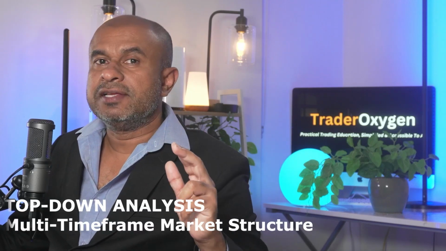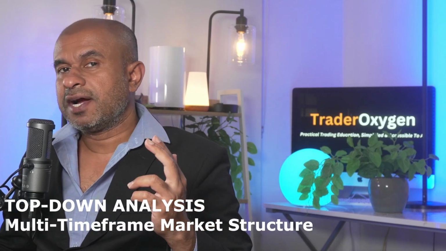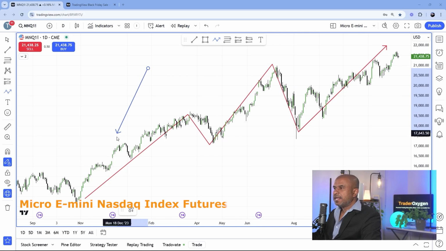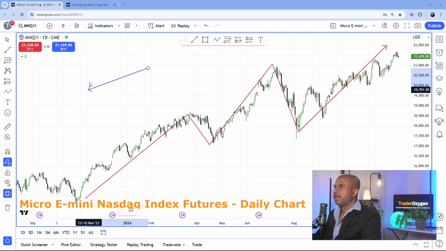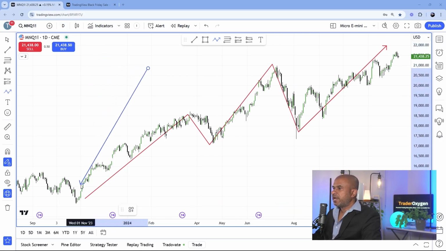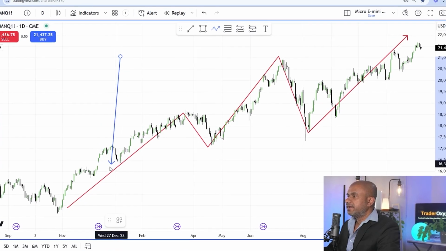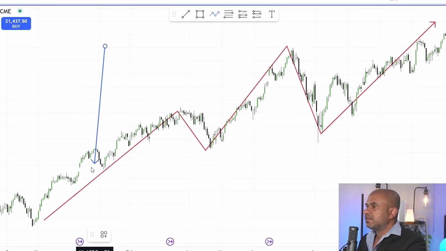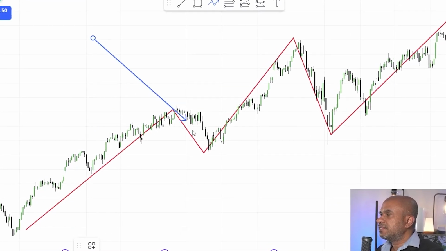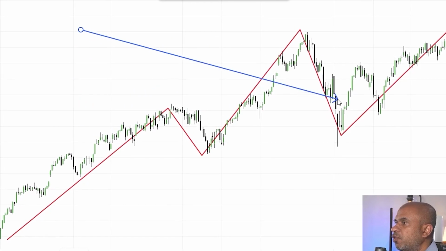Okay, let's look at another chart example now. This is an example for top-down analysis or multi-time frame market structure. We are in the micro E-mini Nasdaq index futures daily chart. You can see in the daily chart, the price is in an uptrend, making higher highs and higher lows. If you consider these daily chart trend legs, in this trend leg, and then this is a pullback leg, then the trend leg and the pullback leg.